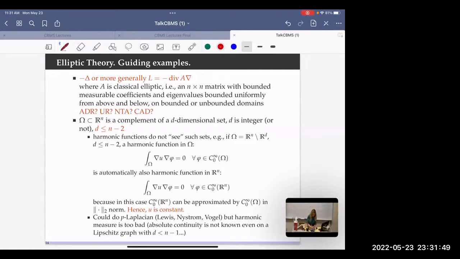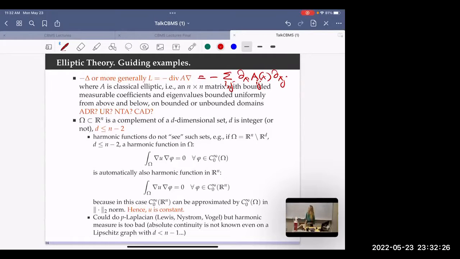Mine are always positive, which is why I keep them with a minus: minus the sum over i,j of d x_i, a_ij of x, d x_j. So A is a matrix. It's always uniformly elliptic, which means that uniformly in x, I have an upper bound and a lower bound on eigenvalues, if you want, whichever way you like to write ellipticity, but otherwise bounded measurable coefficients.